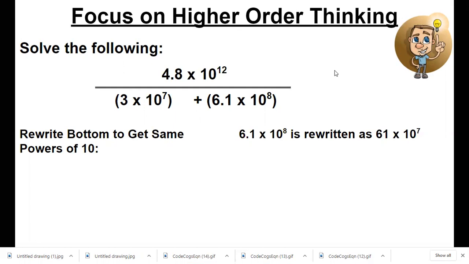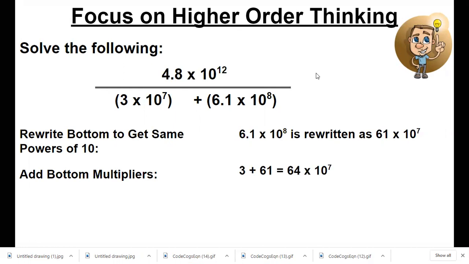So now I have 61 times 10 to the 7th. Okay. I'm going to add the bottom multipliers. I'm going to add 61 plus 3. And I'm going to get 64 times 10 to the 7th.